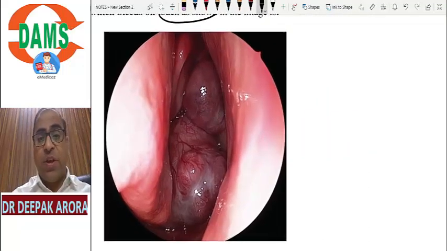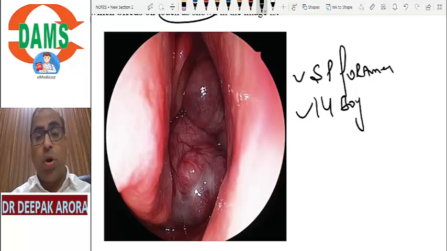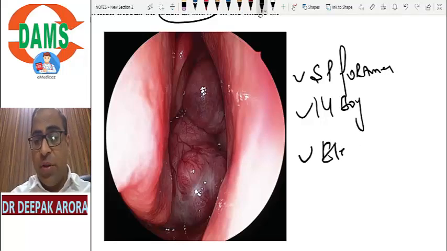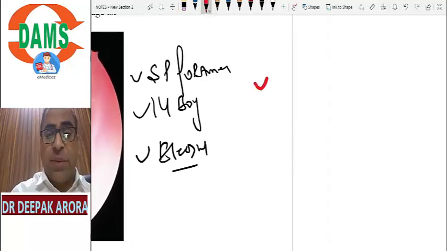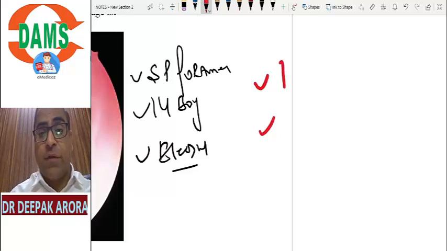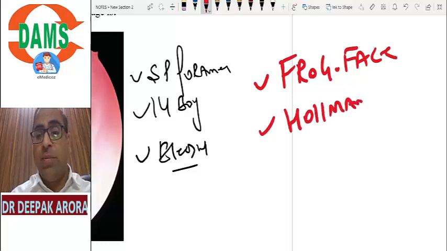Angiofibroma, expect it in MCQs. Most common site is the sphenopalatine foramen. It is a 14-year-old boy. Patient presents with bleeding. Angiofibroma. Am I understandable? Sphenopalatine foramen, 14-year-old boy. Next expected MCQ, they can ask you about frog face deformity. Or they can ask you about Holman-Miller sign.